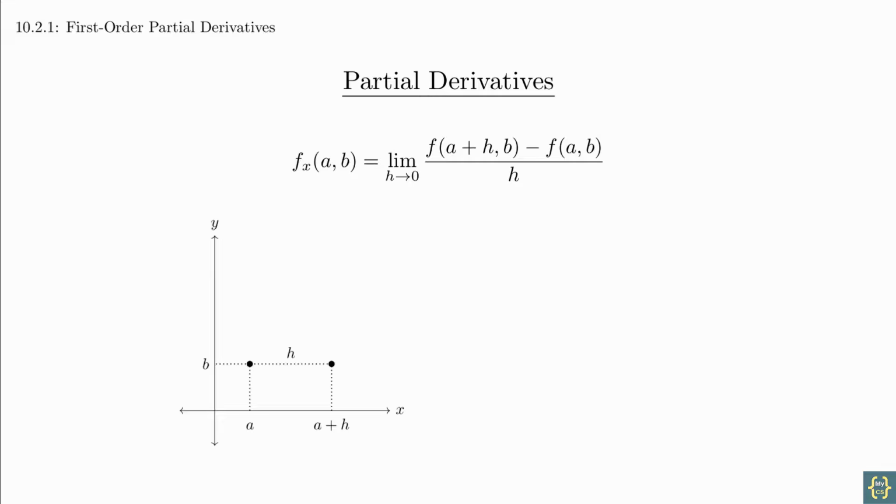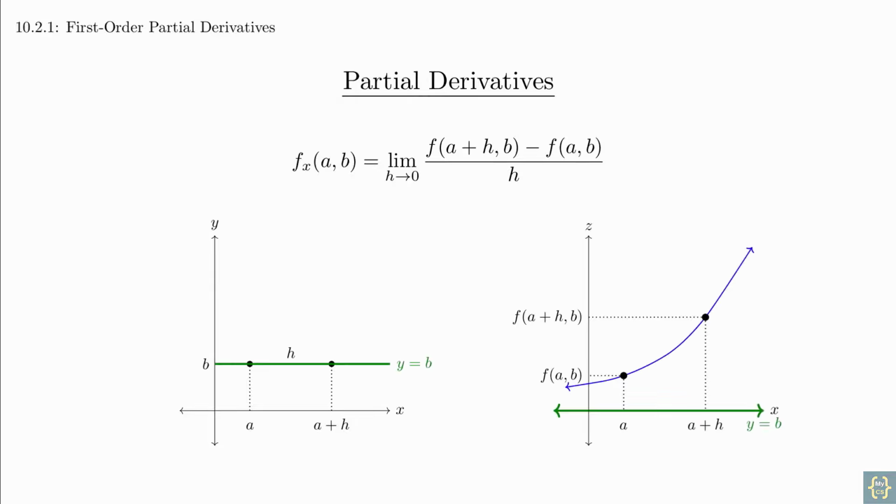Here's what it looks like on the xy plane. We are evaluating the function at the points (a, b) and (a + h, b). The point (a, b) is in one position, and (a + h, b) is to the right of it, a distance h away. If we look at what's happening on the y equals b plane, we get a piece of the curve, and the difference quotient is the slope of the secant line. And then we're taking the limit as h goes to 0 to get a derivative.